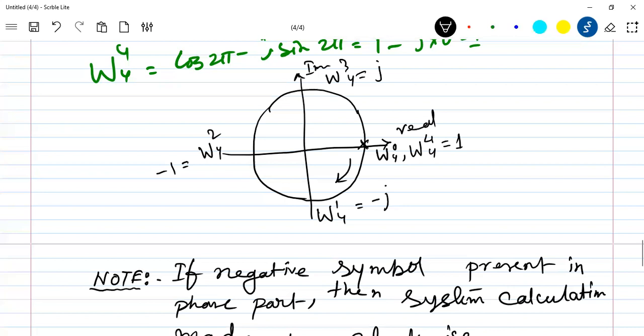That is the reason we say this is the periodic phase rotation factor. Anyone, any doubt up to this? So that means this angle should be 90 degrees. Anyone having any doubt up to this?